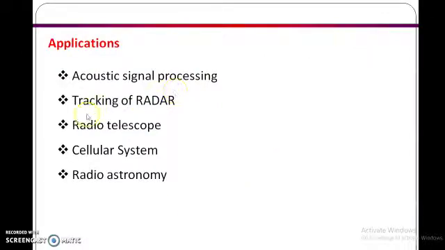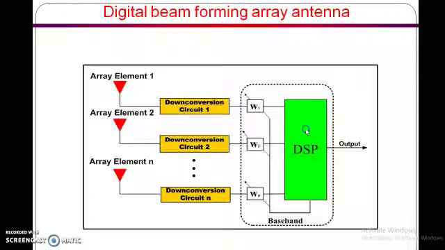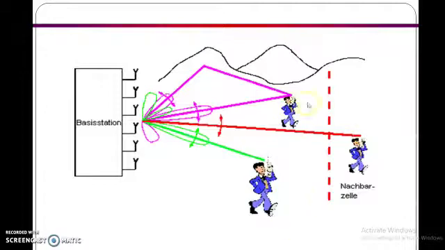Applications: acoustic signal processing, radar tracking, radio telescope, cellular system, and radio astronomy. These are the applications. If there are multiple users, it can easily fulfill our conditions. The beam focuses only in a particular direction. This is the way.